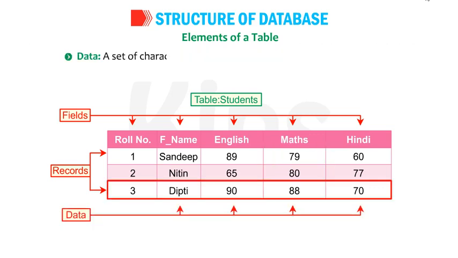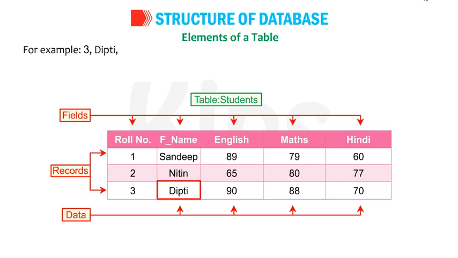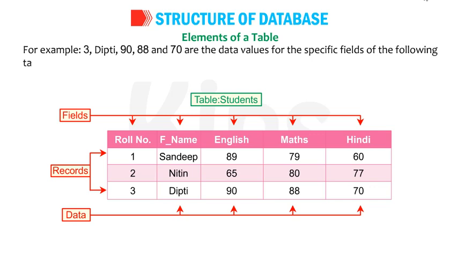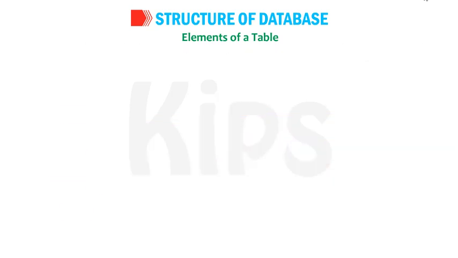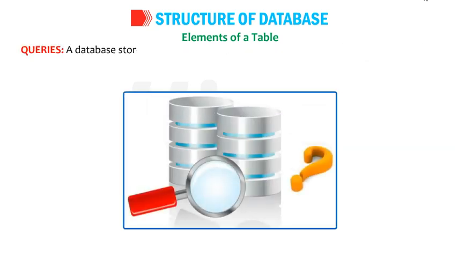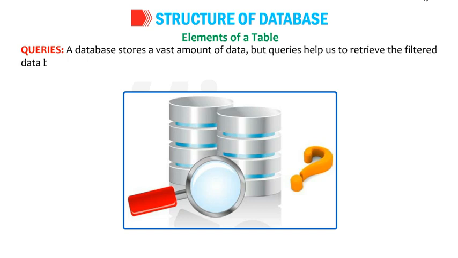Data. A set of characters that represents a valid value is known as data. For example, 3, Dipti, 90, 88 and 70 are the data values for the specific fields of the following table, Students.